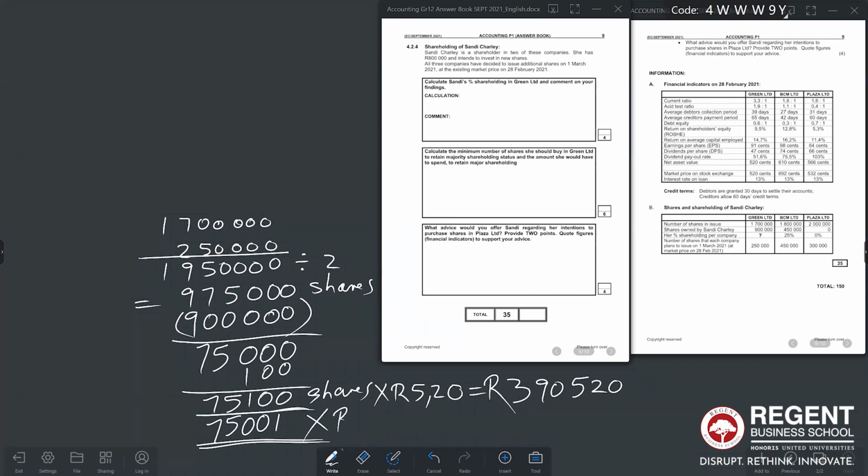Or if she buys only 75,001, then 75,001 times 520 will equal 390,005 rands and 20 cents.